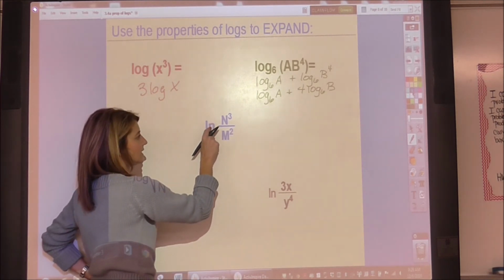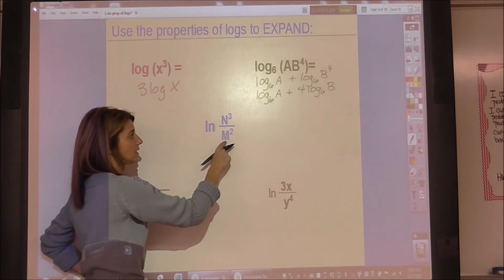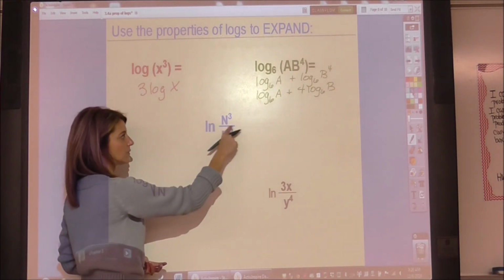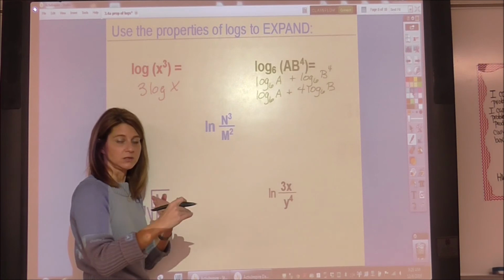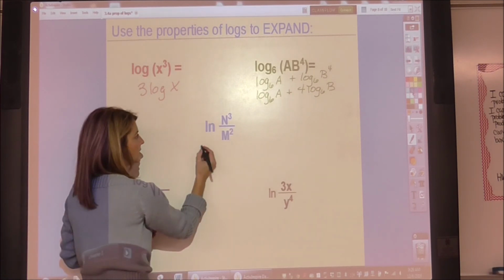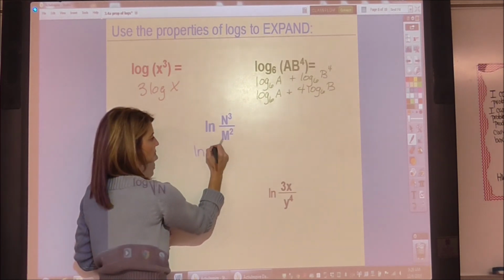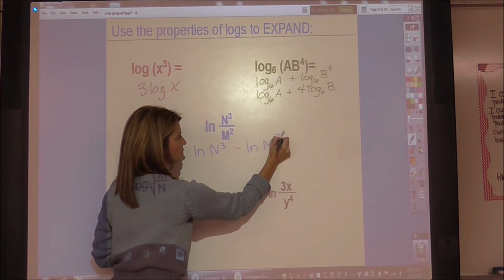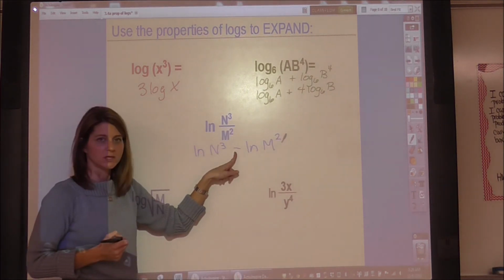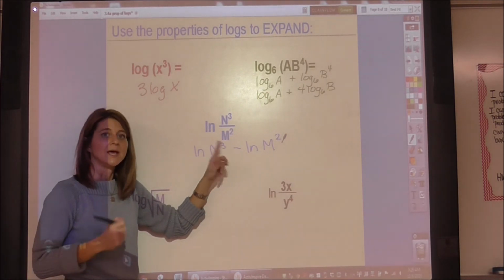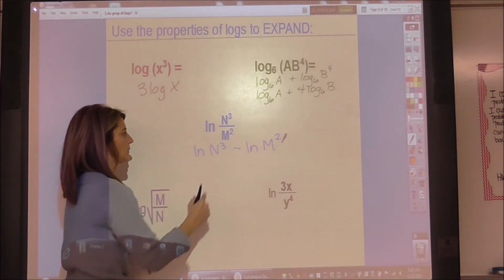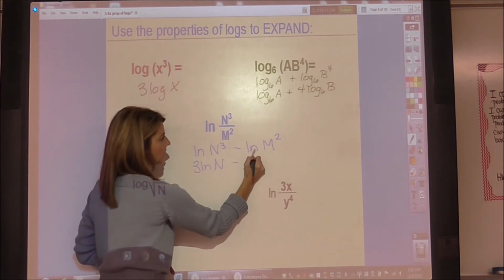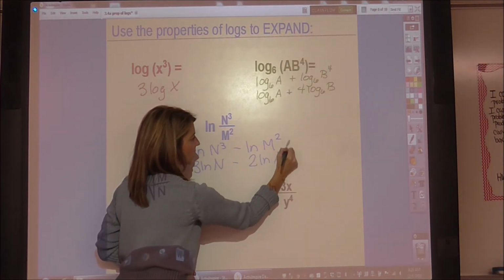Let's see, I have natural log of n to the 3rd, and it's over an m squared. Well, the first thing I'm going to do is get rid of that division, and that means I'm going to make a minus sign. So natural log of n to the 3rd minus natural log of m squared. I just broke apart the division by using minus. Now I'll use my power rule. Bring down that 3. 3 natural log n minus 2 natural log m.